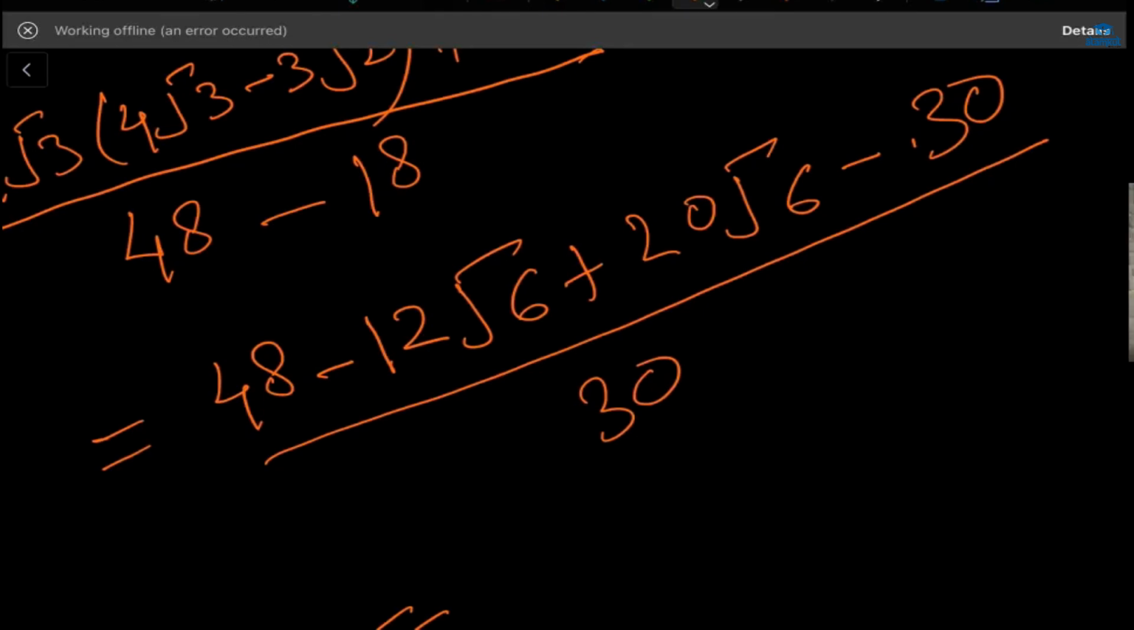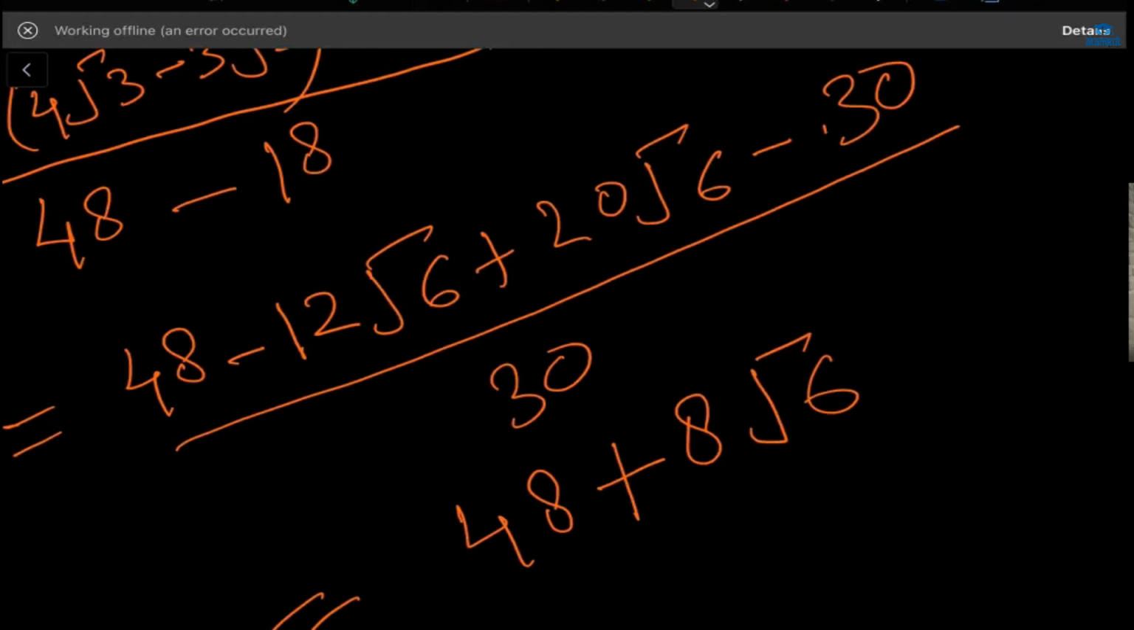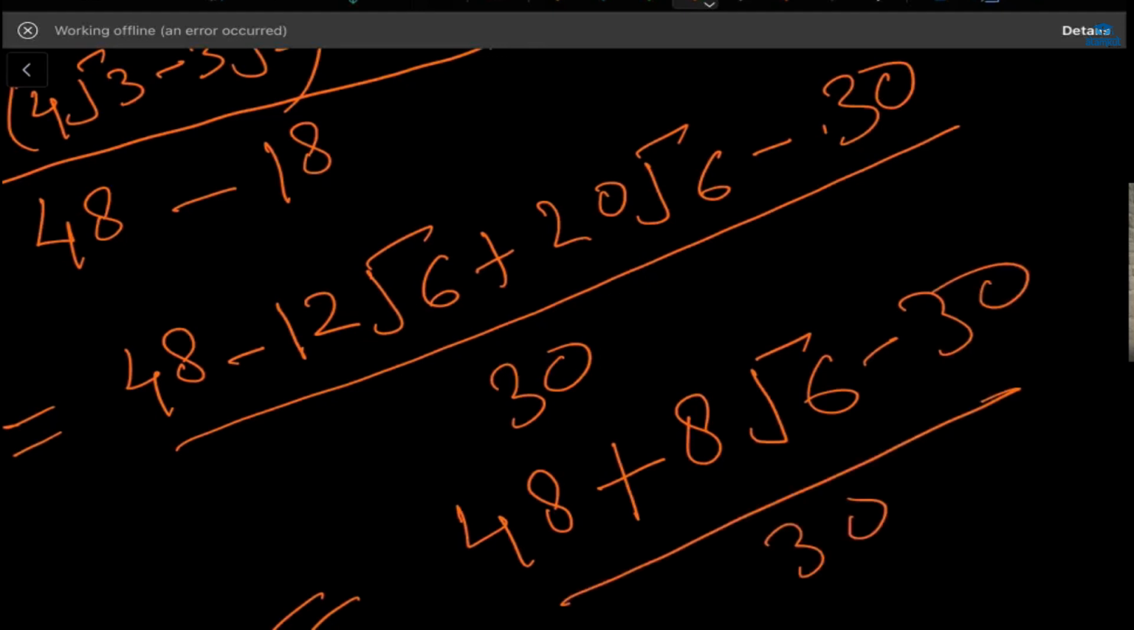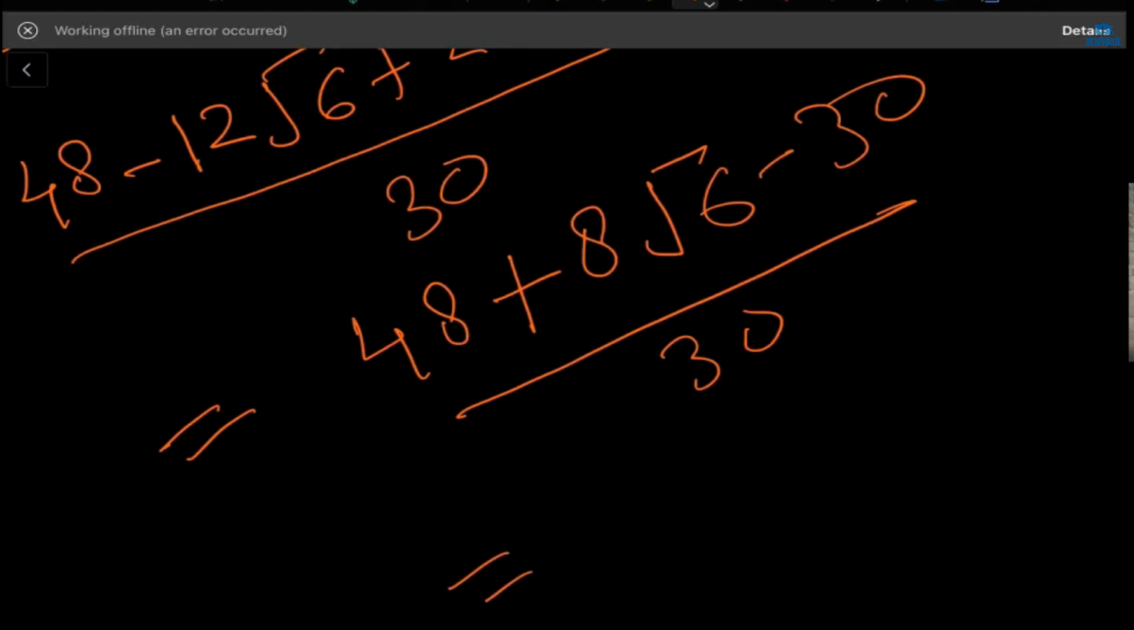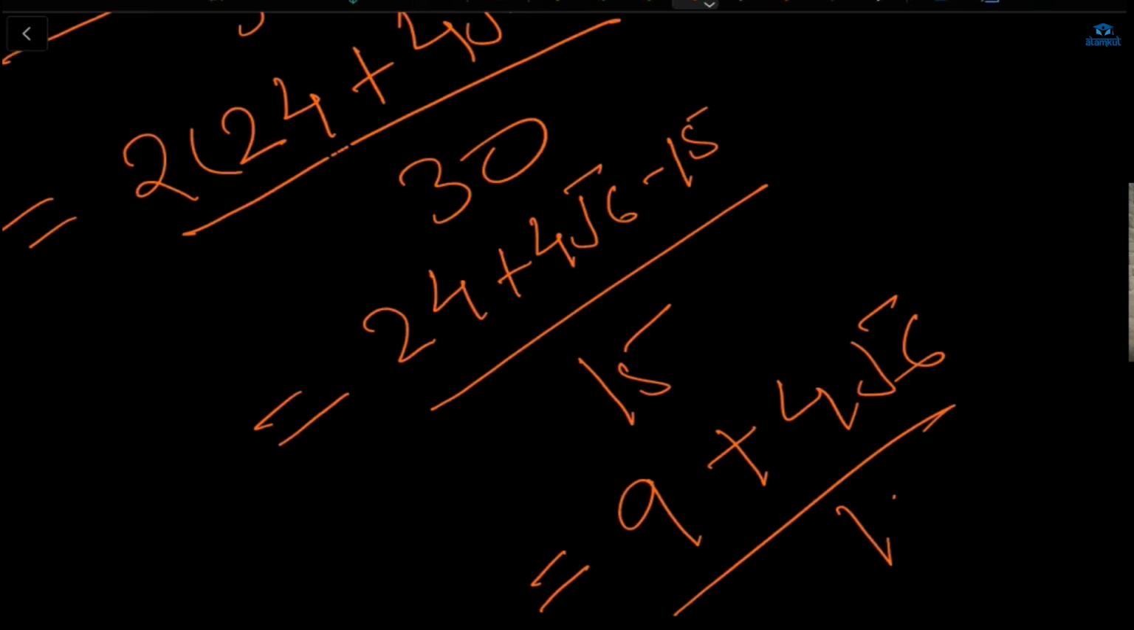Now, after this step, you are again going to simplify. So you will get 48, and see, the greater value is with the plus, so you are going to put plus 20 minus 12 will be 8. So 8 root 6, because both sides root 6 is there. If 12x plus 20x were there, then what would you do? You will add the values. So same thing I did, all by 30. Now here 2 can be taken as common. So you will take 2 as common, and 24 and 30 will again be divided by 2. So 9 plus 4 root 6 by 15. This is the final answer.